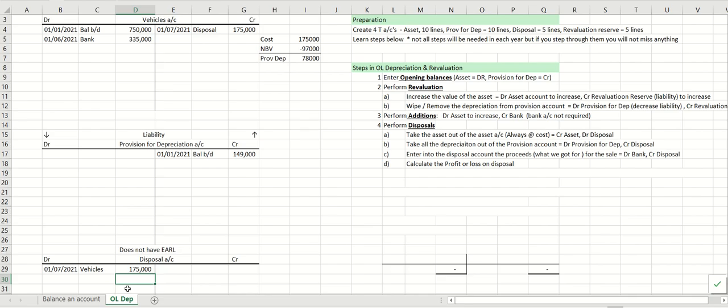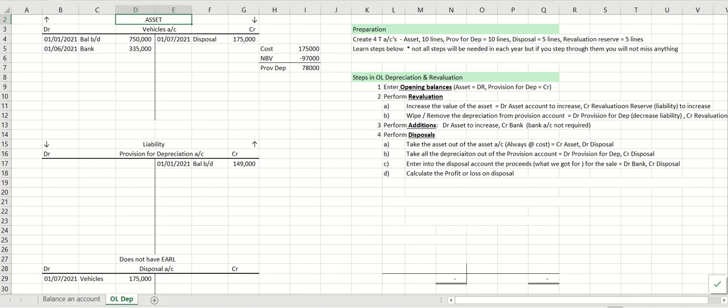And you always put this, the debit must equal the credit. So we credited vehicles, we're debiting disposal with the cost of the asset. So always cost. Okay, so we're going to put the asset up here, and I'm just going to put at cost. Always the cost amount that goes in there.